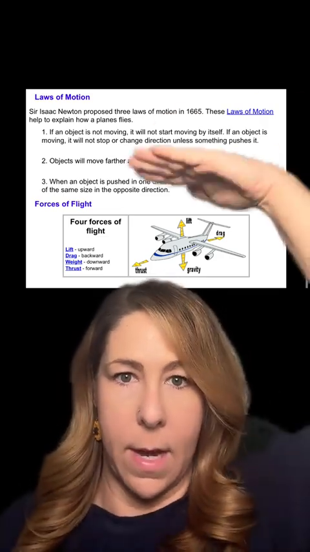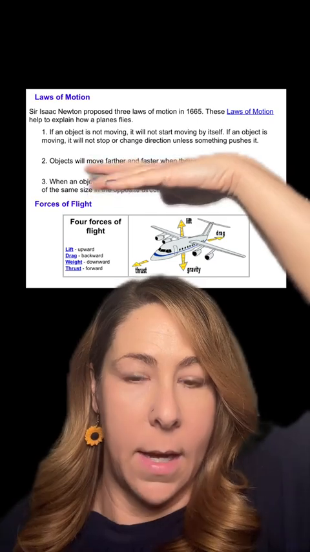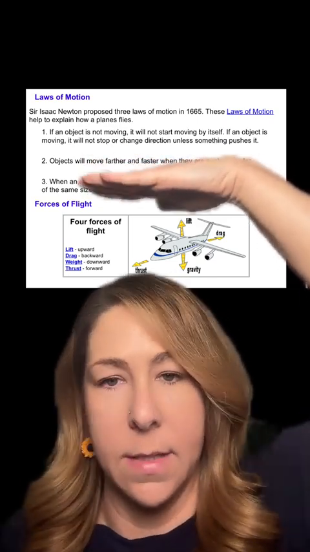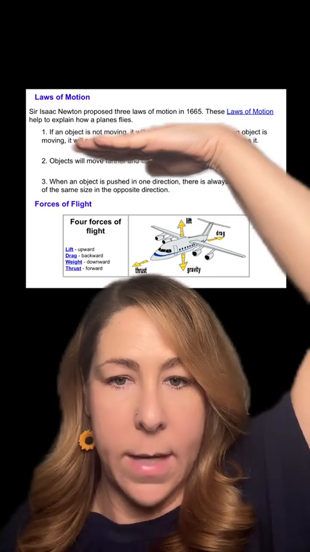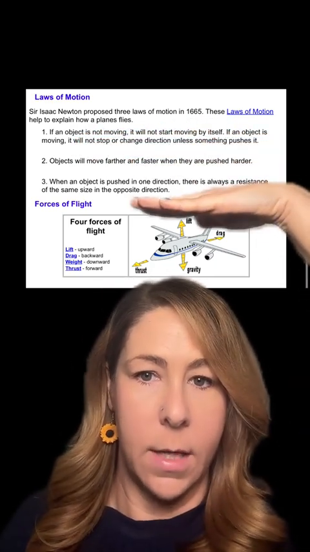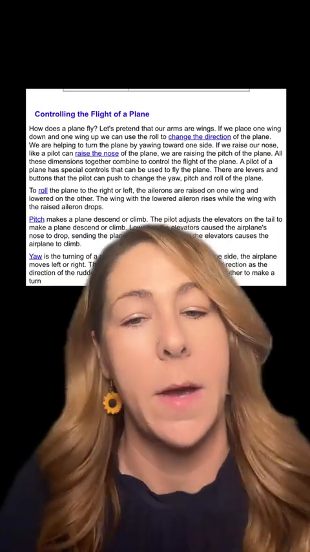So we're going to use my hand to be the airplane and demonstrate them. My tips of my fingers would be the nose of the plane in this situation. So lift is the force upward, drag is the force backward, weight is the force downward, and thrust is the force forward. So how is a plane controlled?